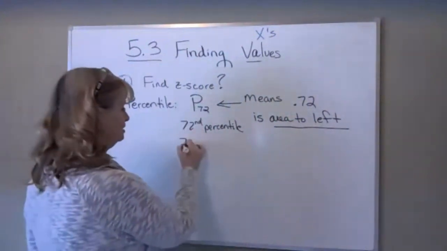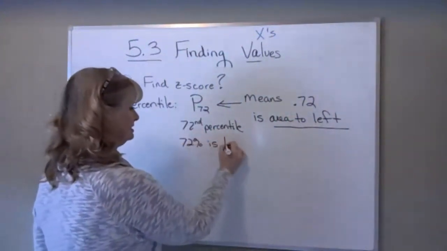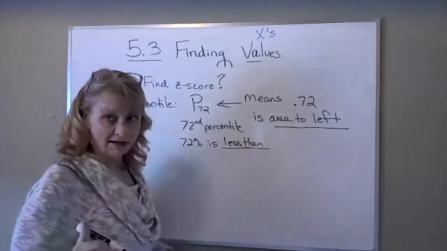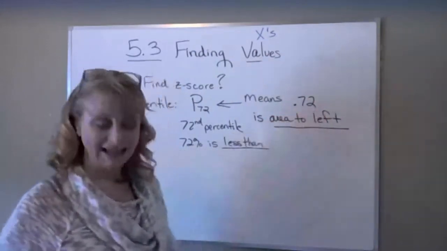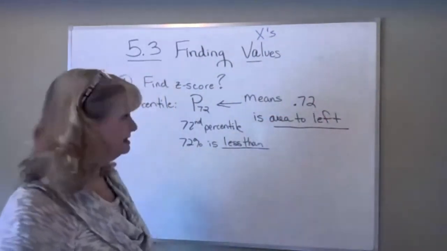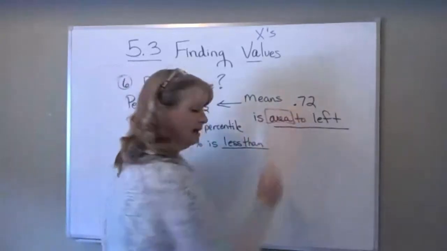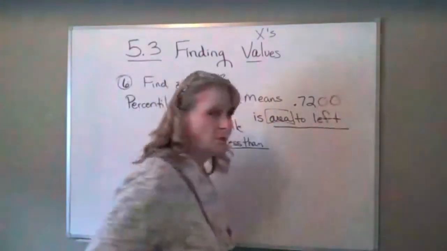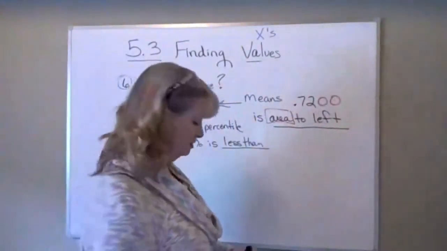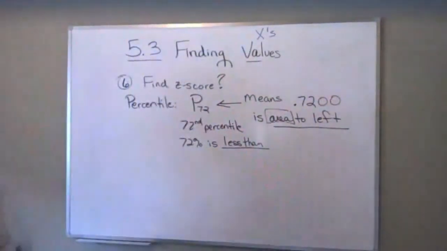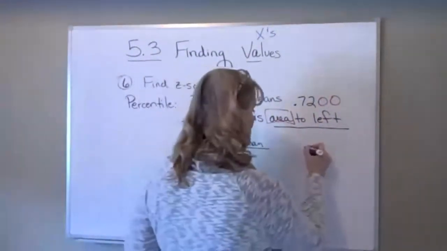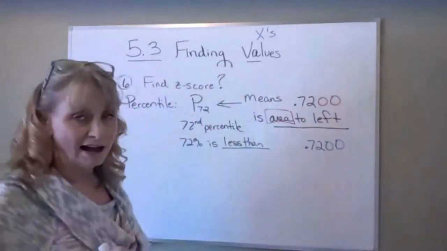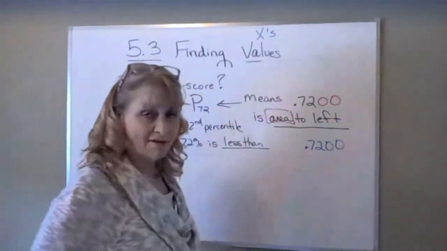72nd percentile means 72% is less than. Which means, change it to a decimal, 0.72 is the area to the left. And since that is area, and our areas have 4 decimal numbers, let's put 0.7200. So the number I'm looking for is 0.7200. Since that is bigger than 0.5, see 0.7 is more than a half.